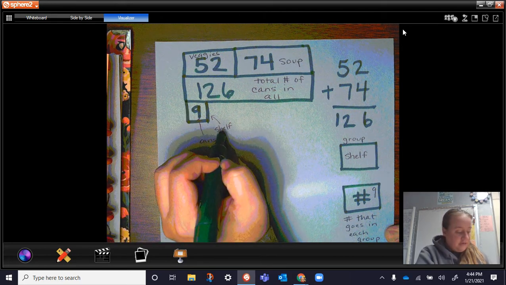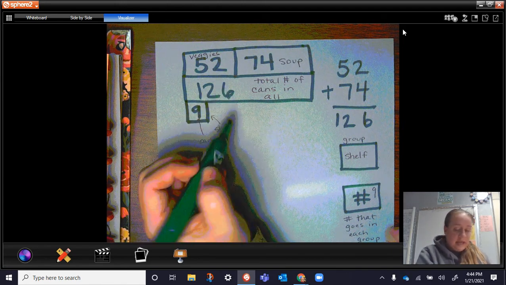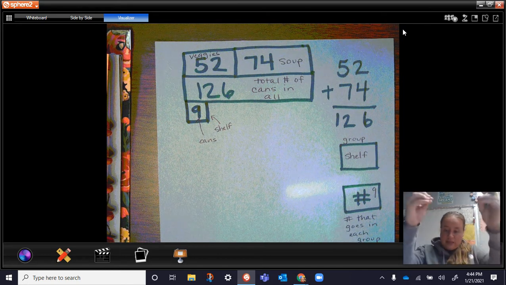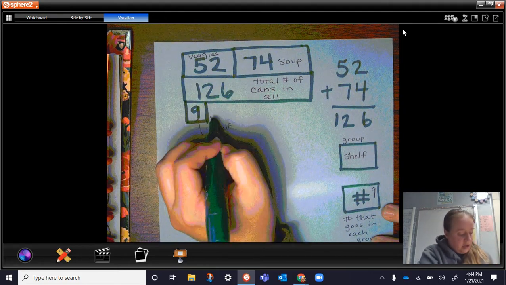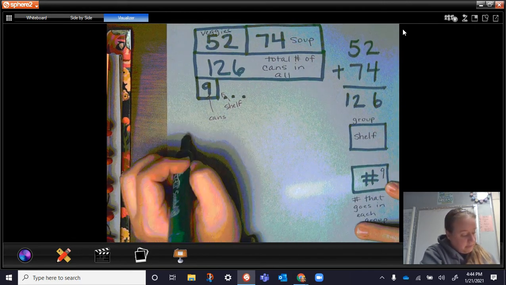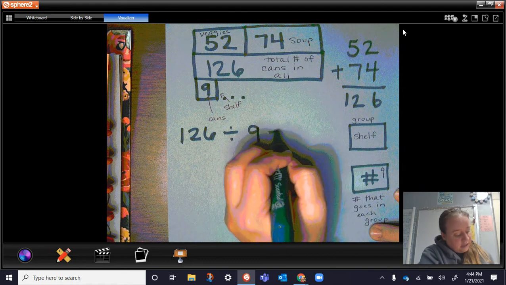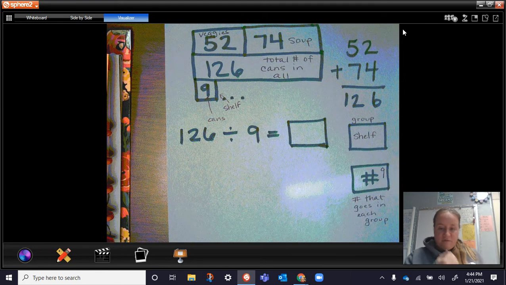So if I'm trying to find out how many shelves there are, I can think to myself, okay, I'm taking this total and I'm going to pull out a group of 9 cans. I'm going to say, okay, that can go on that shelf. And I'm going to take 9 more cans and say, that can go on the next shelf. And I'm going to take 9 more cans, and that's another shelf. Well, that's a lot of repeated subtraction. So instead of constantly taking out all these groups, I am going to come up with a plan. My plan is to divide 126 divided by 9, which equals something that I don't know yet, but I will find soon.